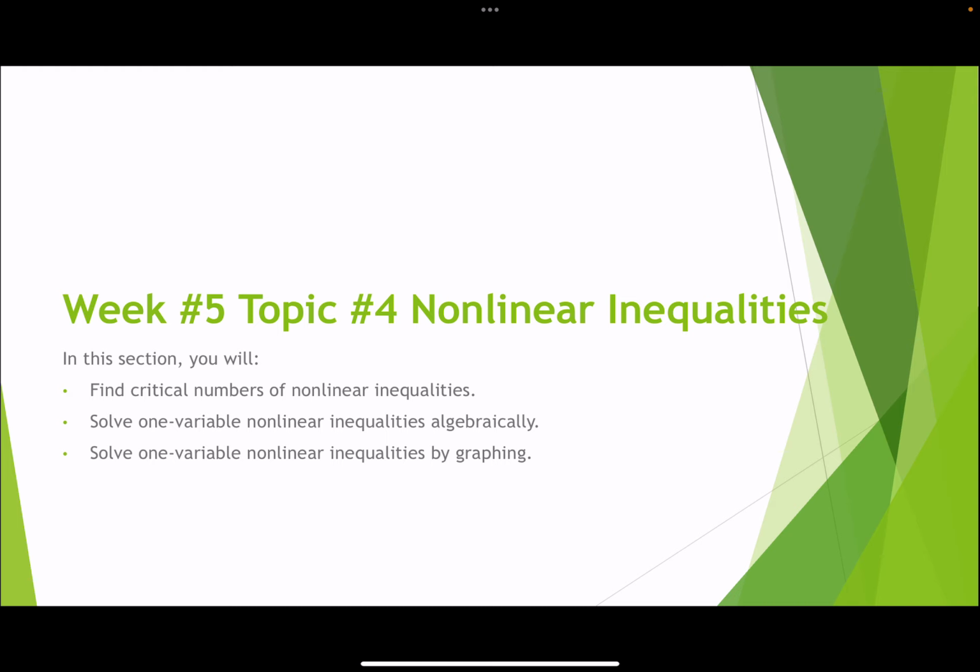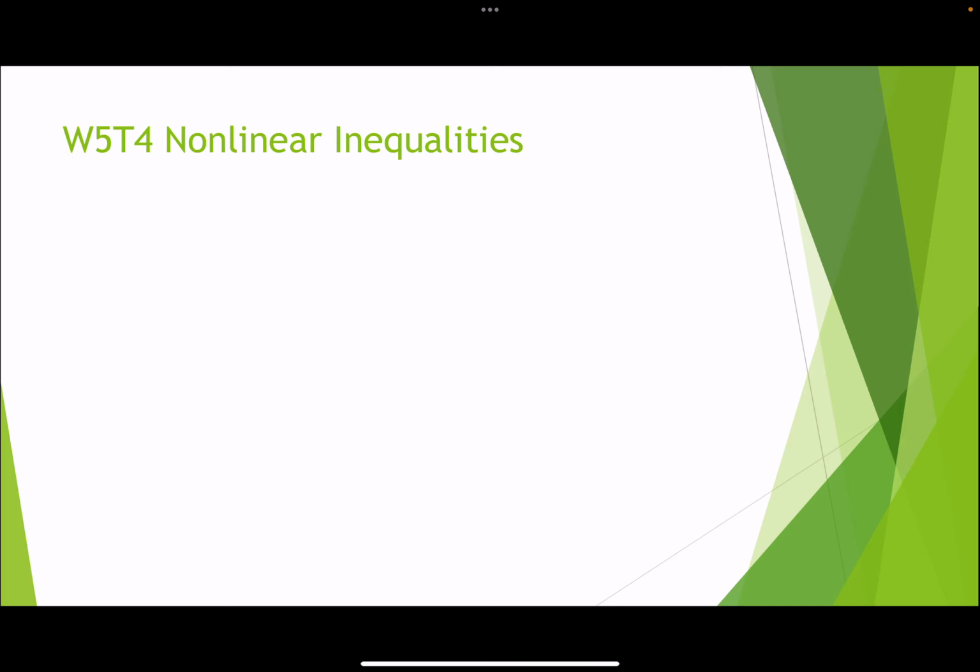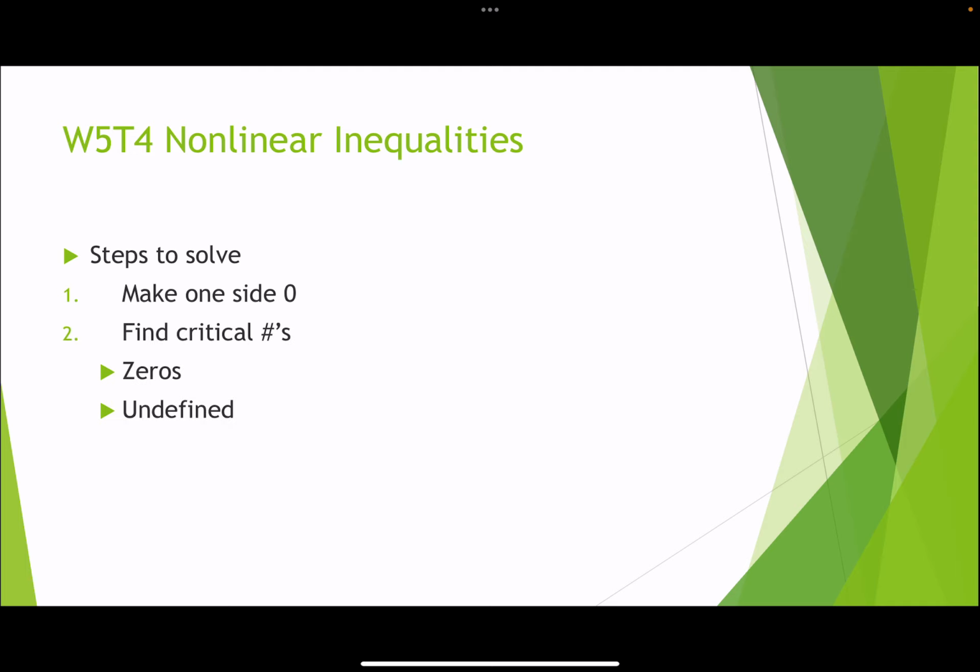Now let's move on to nonlinear inequalities. We're going to talk about finding critical numbers of nonlinear inequalities and then solving some problems. When we think about nonlinear inequalities, first we think about the steps to solve them. First thing you want to do is make one side equal to 0. This is going to let you find the critical numbers, the zeros and the undefined points. And then you're going to pick numbers on the number line, pick test points, and test them.